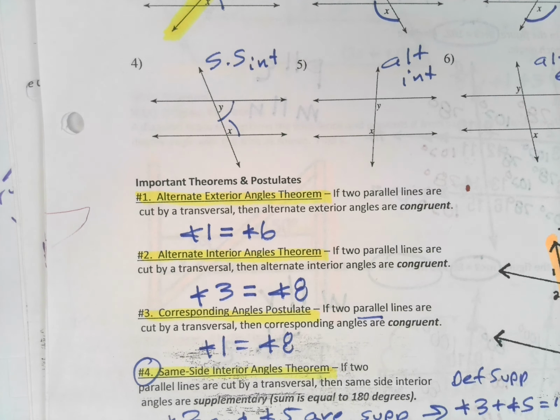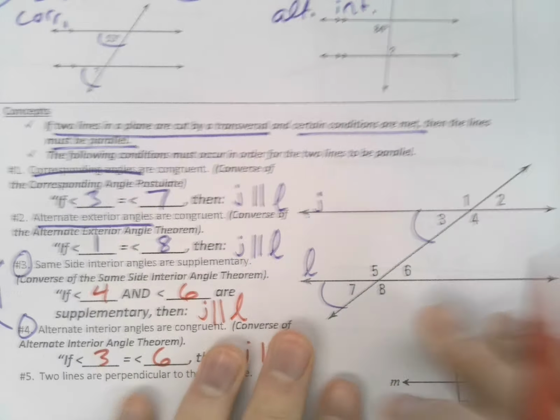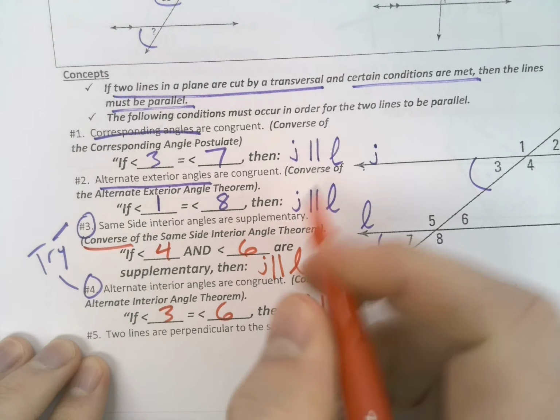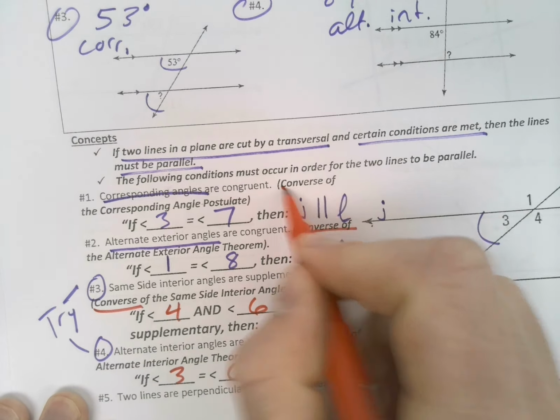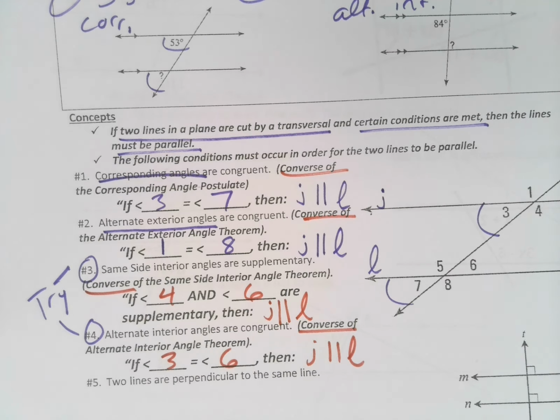You have to flip it. In other words, we don't do the regular theorem. What lets us flip? Converse.